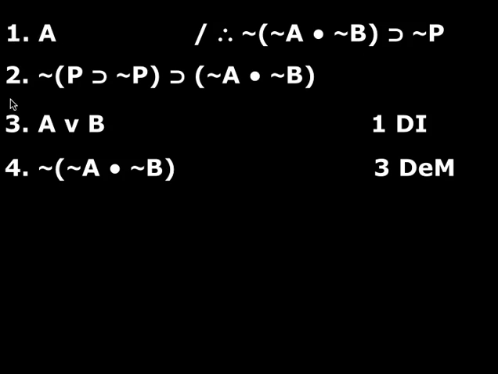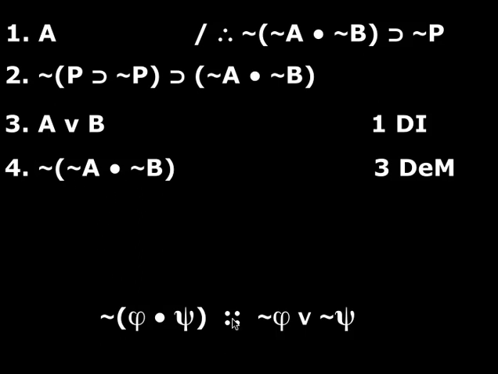Well, the move from 1 to 3, that shouldn't be the issue, right? I went from A to A or B, which is using disjunction introduction. That's easy. How did I go from this to that? Well, that's De Morgan's. Remember, De Morgan's will let you turn a disjunction into a negated conjunction. Let me just remind you of the rule here. What I'm doing here, the move from 3 to 4, is moving from this to this. I'm turning a disjunction, which is what I have on line 3, into a negated conjunction, which is what I have on line 4.